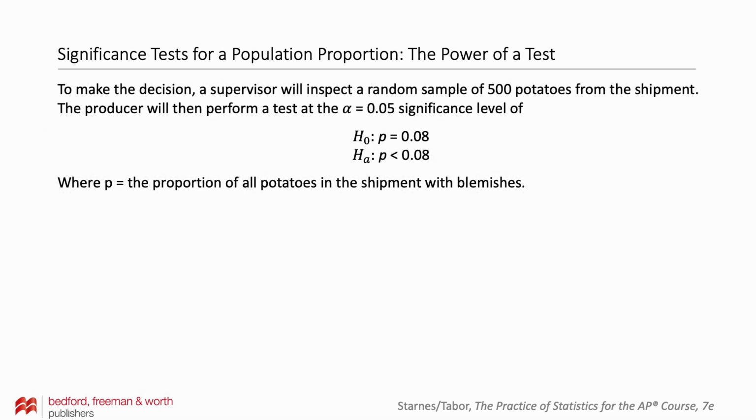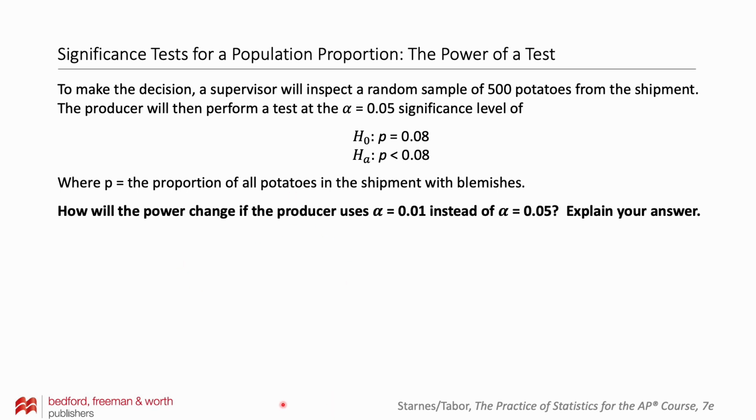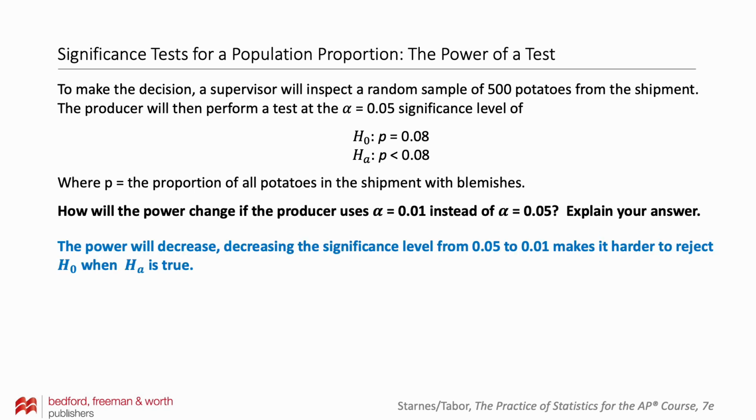Let's look at this problem here. Still talking about the potato chip shipment, how will the power change if the producer uses an alpha level of 0.01 instead of 0.05? Just making sure that we understand what happens when the alpha level is decreased. If the alpha level is decreased, the power will decrease, which means decreasing the significance level from 0.05 to 0.01 makes it harder to reject the null when the alternative is true.